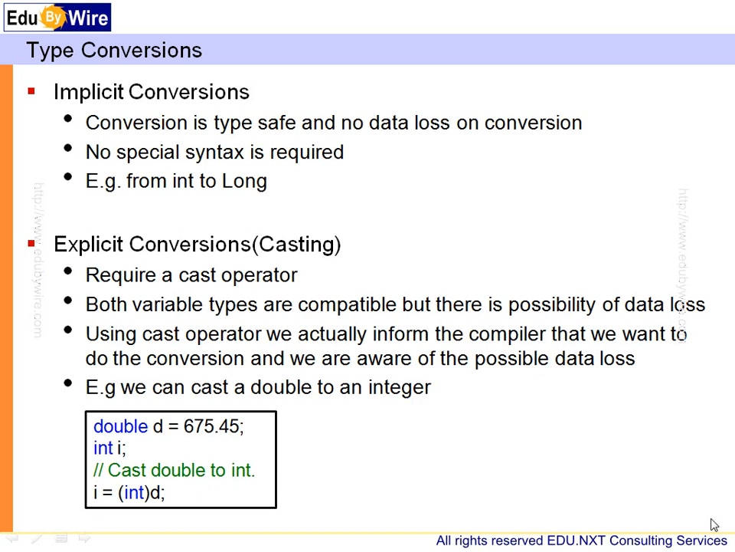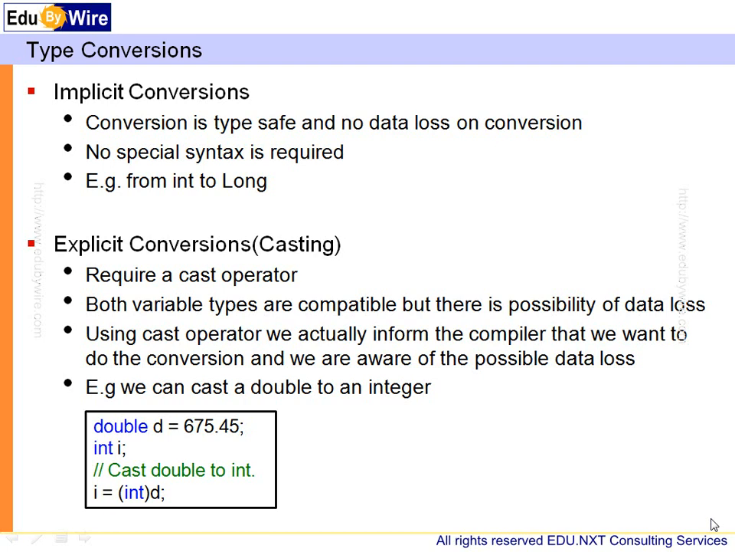There are two types of type conversions. The first one is implicit and the other one is explicit. In the case of implicit conversions, the conversion is type safe and no data loss happens. Implicit conversions require no special syntax. For example, when we are converting an integer value to long, there is no data loss, so in such a case there is absolutely no special syntax required.